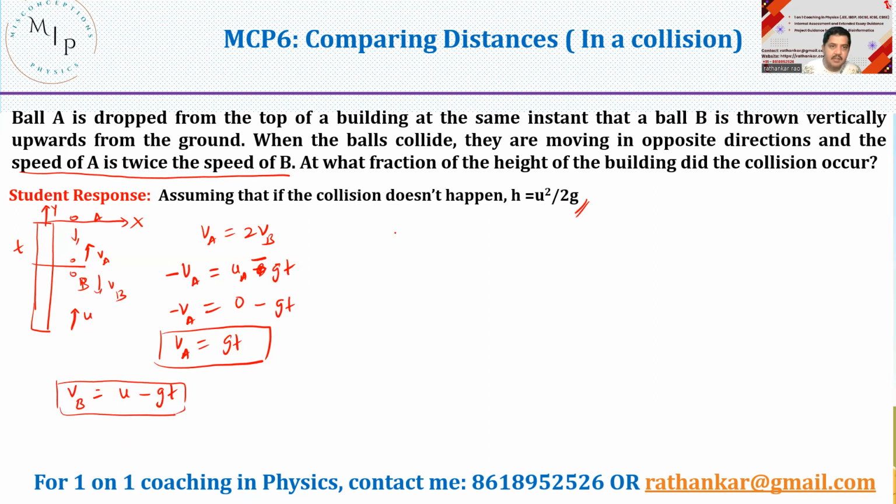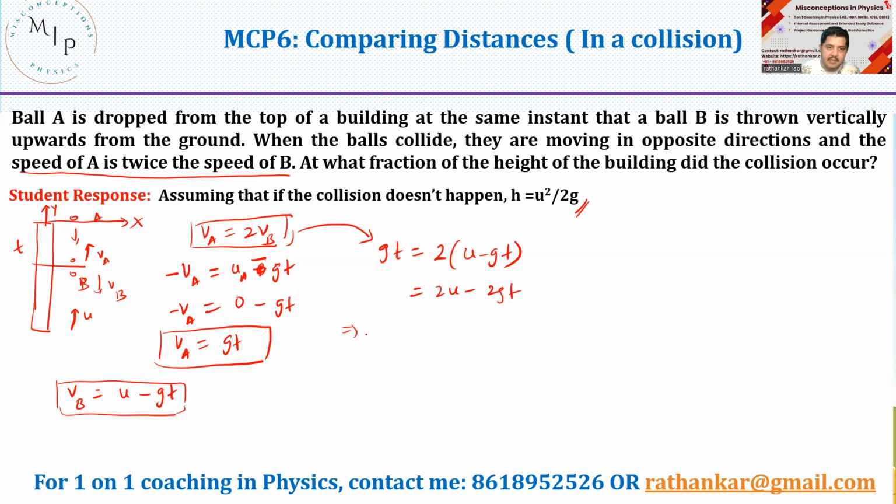Now what do we have here? We have VA is equal to 2 times VB. Let us substitute that. So when we do this, what do we have? VA is equal to 2 times VB means, for VA, I'll substitute gt, which should now be equal to 2 times, what is VB? VB, we have got u minus gt. 2 times u minus gt. This should be 2u minus 2gt.